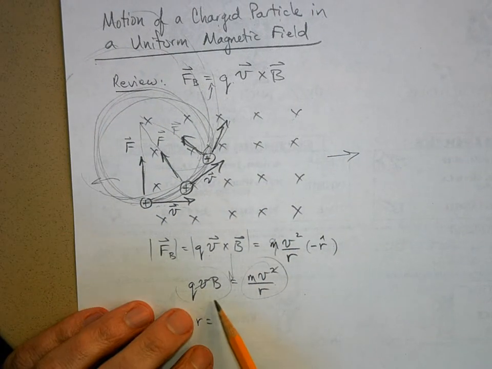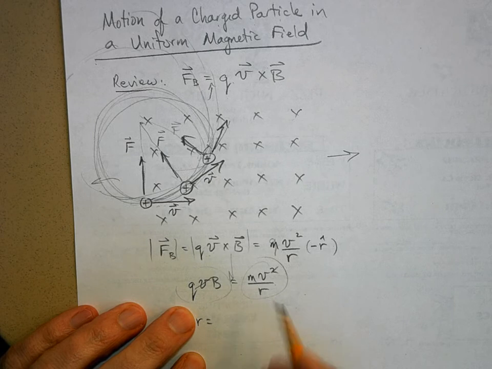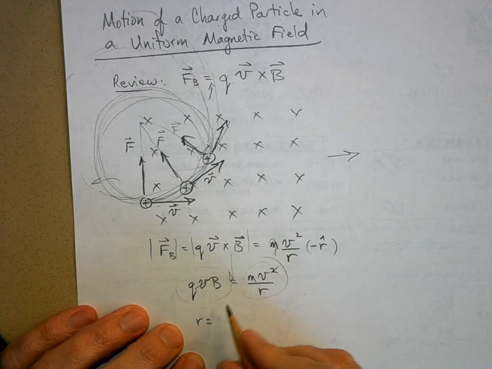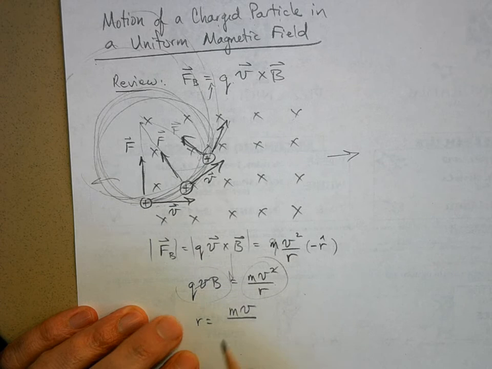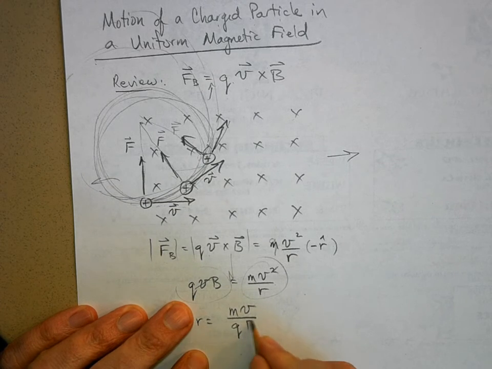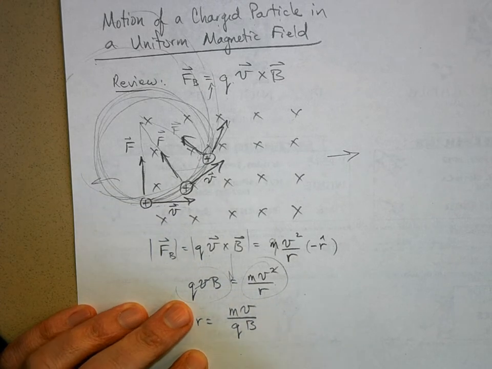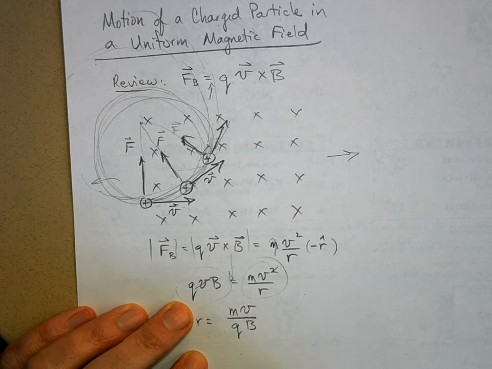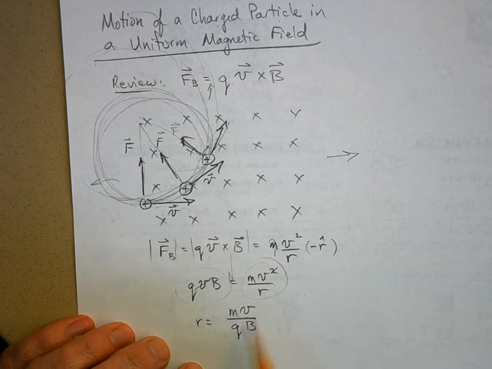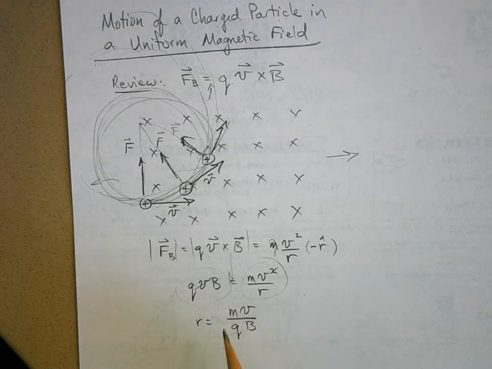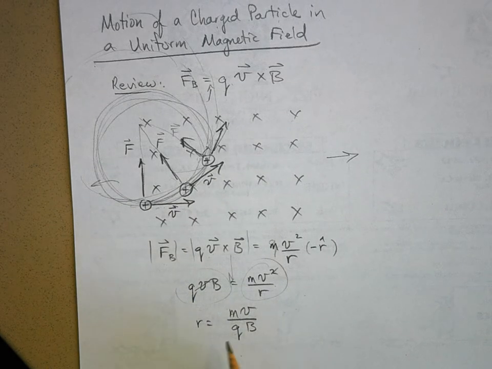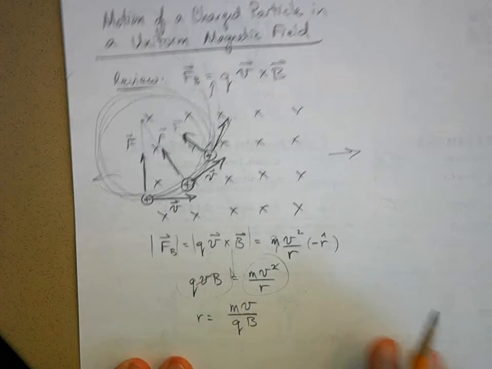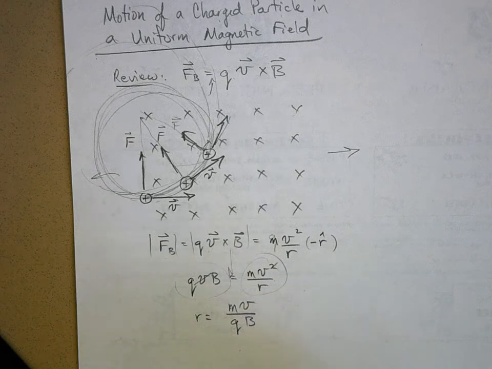Well, if you know the charge and you know the mass, it's going to be, what is it, mv over qB. Right, did I do that right? Yeah. Oh, mv, that's the momentum, and that'll be important later on. But this is the radius of the circulating charged particle.